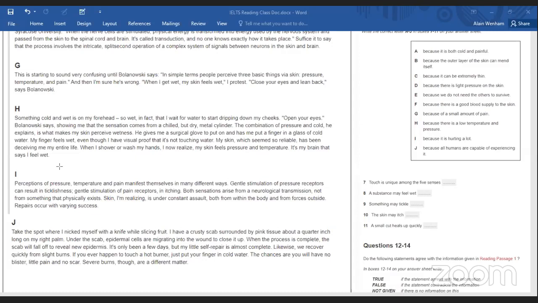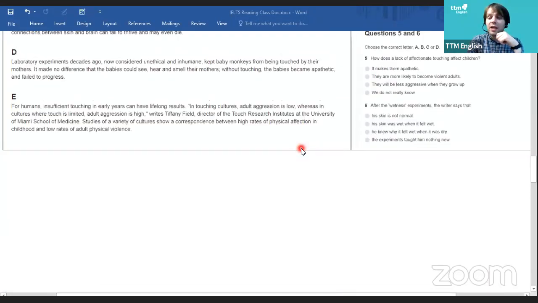Now I realize my skin feels pressure and temperature. It's my brain that says I feel wet. So after the wet only, the brain says that it is, and my skin feels pressure and temperature. Okay, so Sophia's got an idea. We could come and look here, couldn't we, guys? We could say, after the wetness, the writer says that. Is that here?